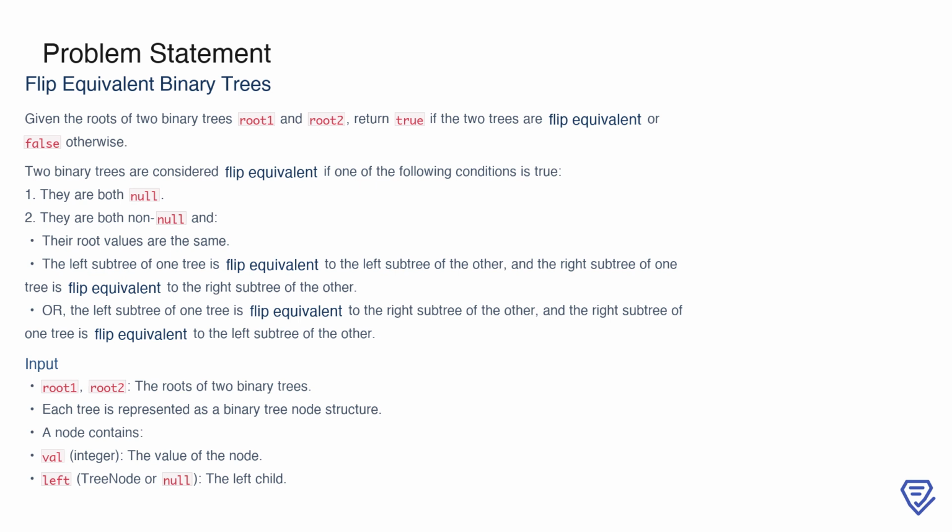Now, two binary trees are defined as flip equivalent under specific conditions. First, if both trees are null, they are considered flip equivalent. Second, if the trees are not null, they must satisfy the following: their root values must be the same, and their subtrees must also align in a specific way. Either the left subtree of one tree matches the left subtree of the other, and their right subtrees match as well, or the left subtree of one matches the right subtree of the other, and vice versa. These conditions essentially allow for flipping the children of a node to align the trees structurally while maintaining their equivalence.